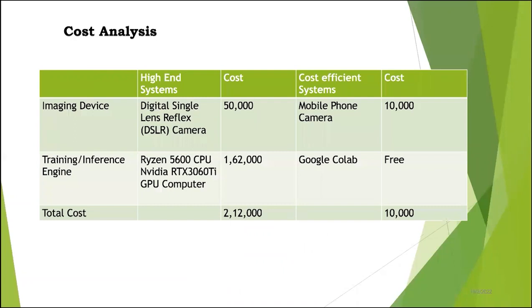For cost analysis, we demonstrate how much it would cost to collect the raw data and train the joint architecture. If we use a high-end imaging device like a DSLR camera and train it on an RTX 3060 Ti GPU, it would cost us about 2,12,000 taka. But if we go for a cost-effective solution to collect the data in consumer mobile device and train it on a free Google Colab, it would cost us about 10,000 taka.